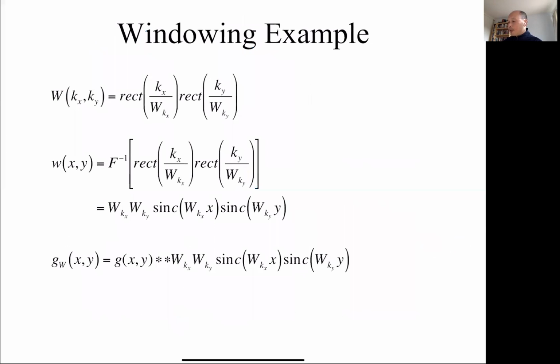So typically, a very common choice of windowing, and the one we'll start off with because it's simplest, is the rect function. So we're simply going to have a rect function with the width of wkx in the kx direction and wky in the ky direction. So if I take the inverse transform of that, I simply get this sinc multiplied by another sinc, with these scaling terms out in front. So it's going to be my ideal object convolved with these two sinc functions.